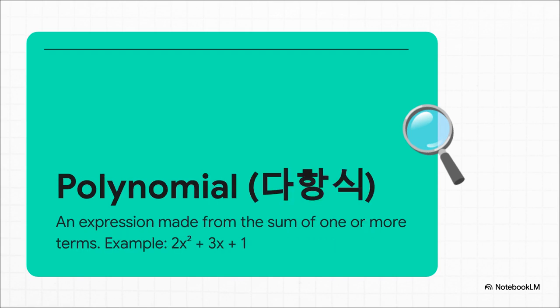And what happens when you snap those Lego bricks, those terms, together with plus or minus signs? You get what's called a polynomial. So this whole thing, 5x minus 2y plus 3, is a polynomial. Heck, even a single term all by itself is technically a polynomial.